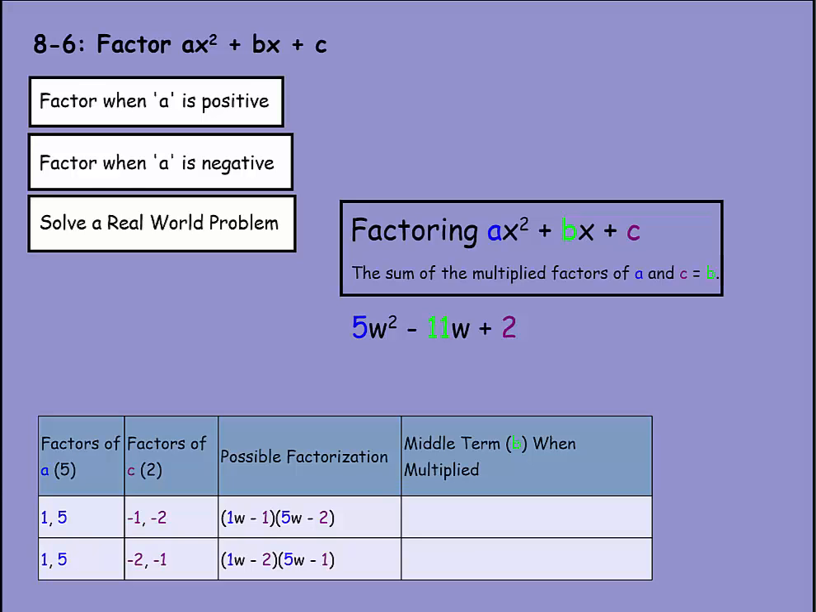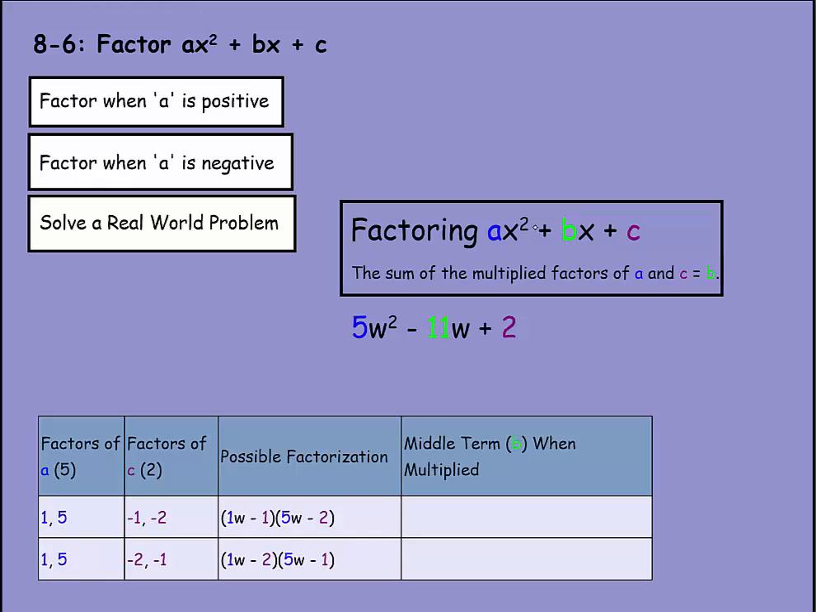We're on lesson 6 of chapter 8, where we're going to factor ax squared plus bx plus c. First we're going to factor when a is positive, then we're going to factor when a is negative, then we'll solve a real-world problem. Last time we were factoring x squared plus bx plus c. So when you add this multiplication at the beginning, it changes it up a little bit.